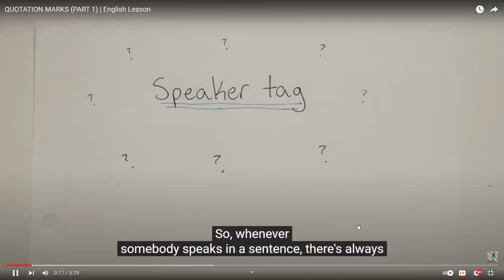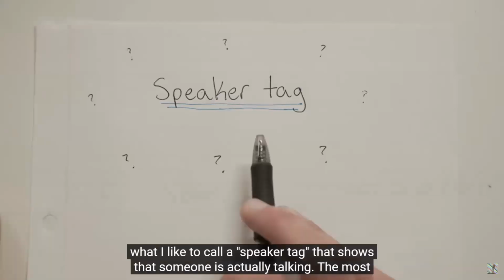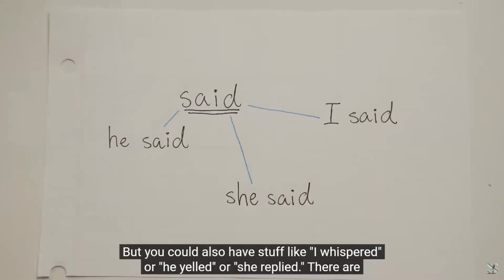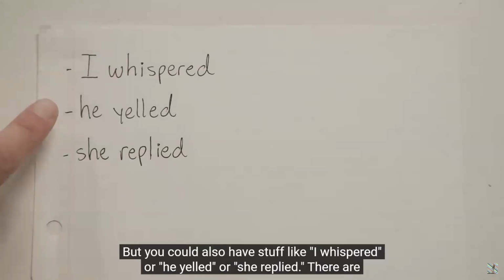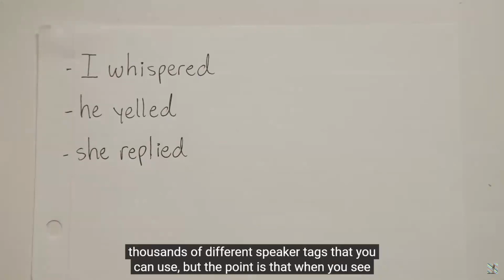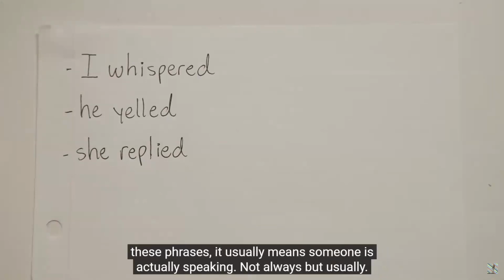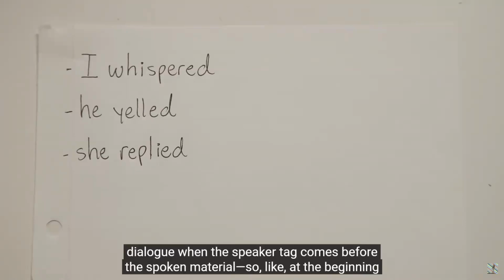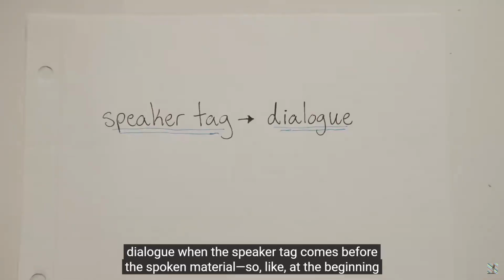So whenever somebody speaks in a sentence, there's always what I like to call a speaker tag that shows that someone is actually talking. The most common speaker tag in English is said, like he said, she said, I said, whatever. But you could also have stuff like I whispered, or he yelled, or she replied. There are thousands of different speaker tags that you can use, but the point is that when you see these phrases, it usually means someone is actually speaking. Not always, but usually. Anyway, in today's video, we're just going to be talking about how to write lines of dialogue when the speaker tag comes before the spoken material.